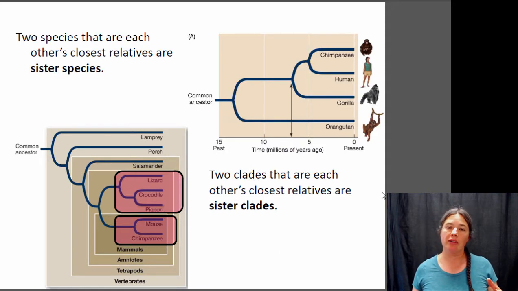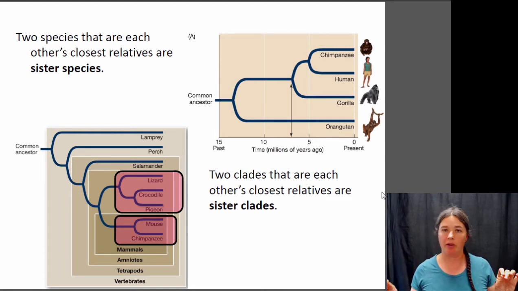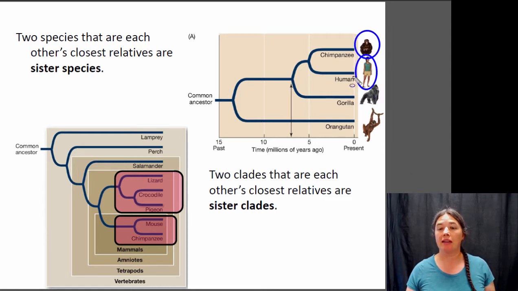If you're looking at one of these trees, and there are two organisms that are most closely related to one another, that's what we would call sister species. So for example, in this tree of the Old World apes, the chimpanzee is a sister species to humans. They are considered a sister species because they share a recent common ancestor, as they are more closely related to each other than they are related to any other organism in this tree. So that would be a sister species.